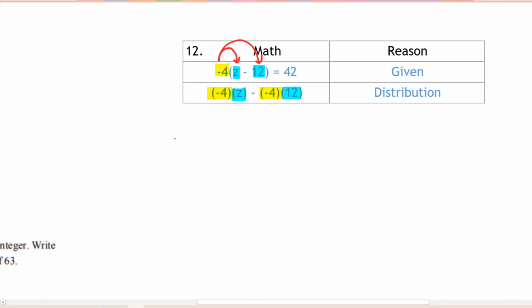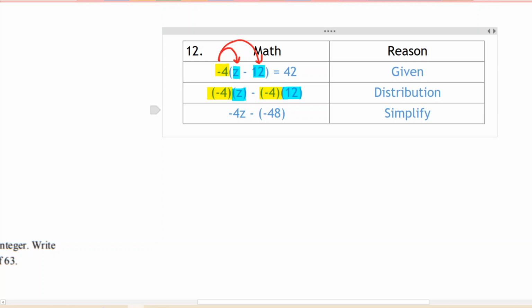Now, a lot of times with distribution, you wouldn't write this second line that I wrote here. You would just simplify that and distribute all in the same step. But since this might be the first time you're seeing distribution, I'm going to go ahead and distribute and then simplify in different steps. So you can see what I've done here.